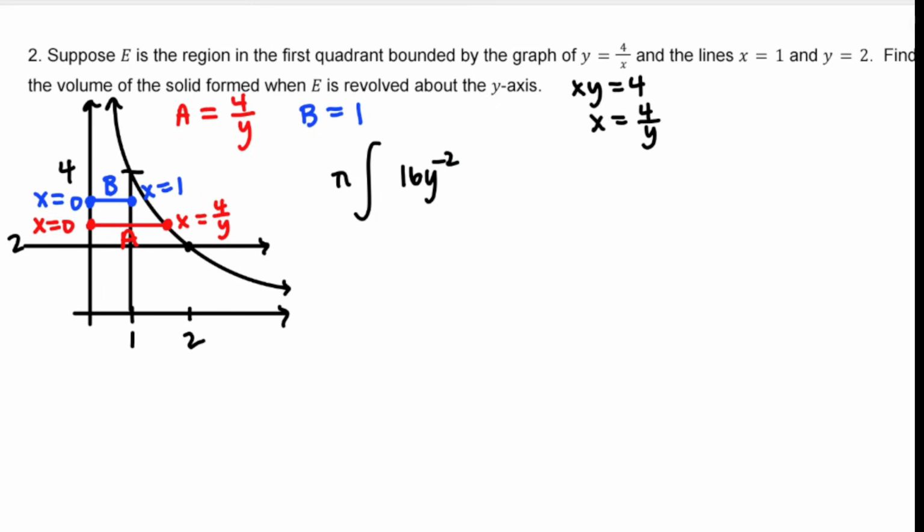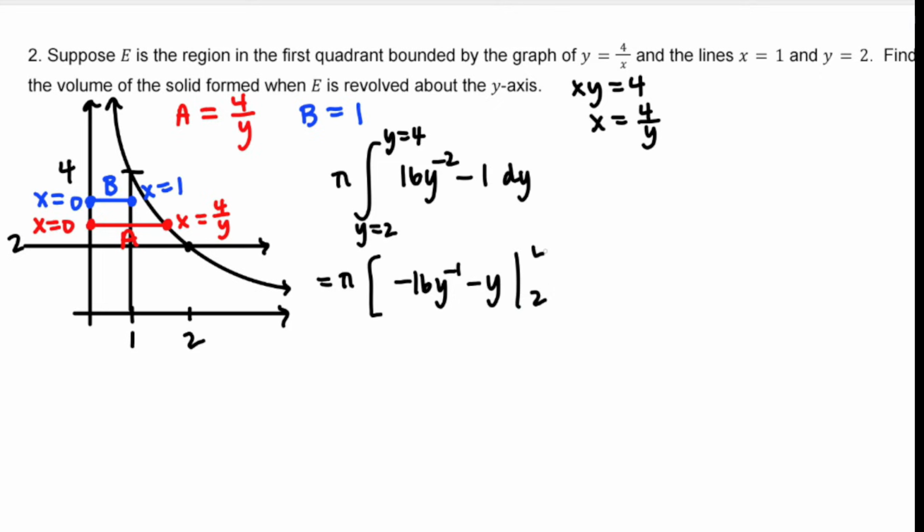Then I'm going to subtract 1 squared. I'm going to integrate with respect to y, so that means I need to go find some y coordinates, and I can tell from the diagram that y is going from 2 up to 4. Okay, so I will take an antiderivative. Plug in the bounds and subtract.